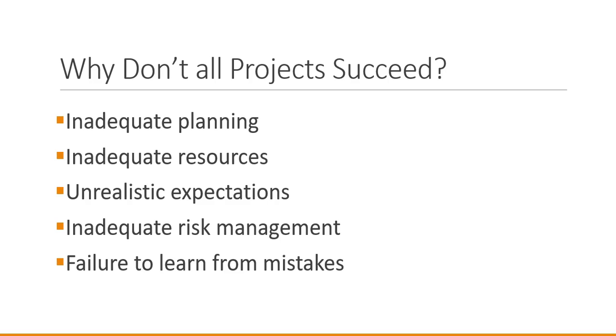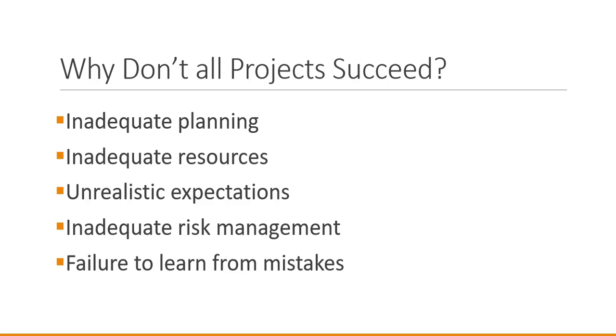Let's think about this question. Why don't all projects succeed? There are several possible reasons. We have a group here. One is inadequate planning, failure to think at the beginning about everything that's involved throughout the life of the project. Another is inadequate resources. We're going to look at resource constraints as we study project management, and we just might not have the resources that we need. Another is unrealistic expectations. Someone might set a plan in place based on a resource allocation that doesn't provide for a realistic opportunity to succeed in the project.